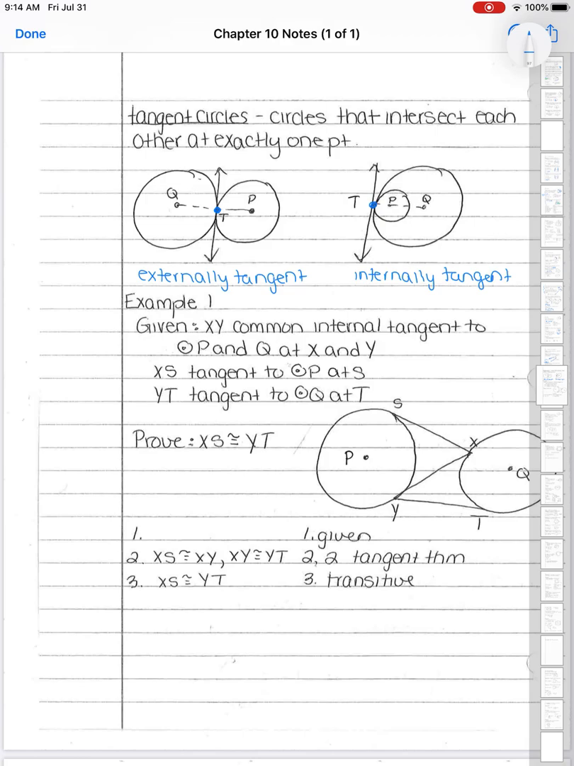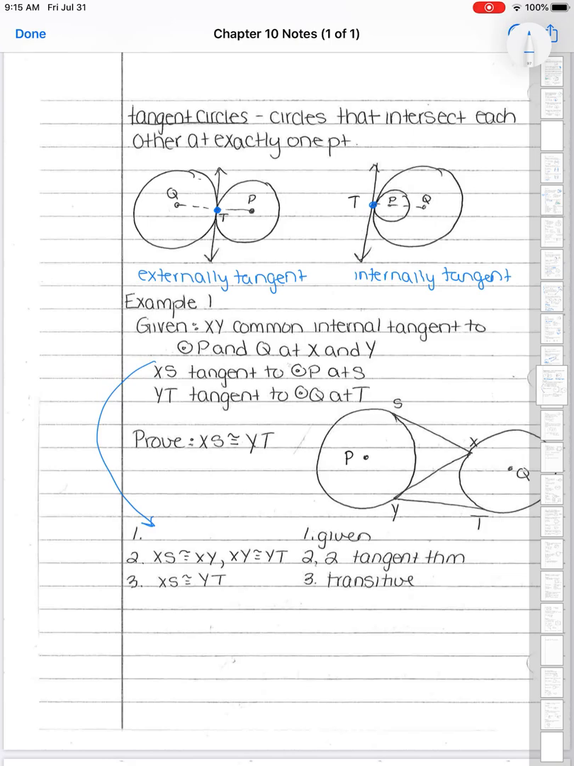Now, it's important to note because sometimes you're going to be given word problems where you're going to have to reference either it being internally or externally tangent. All right, so it says XY, they're common tangents. So it says XY is a common internal tangent to circles P and Q at X and Y. XS is tangent to circle P at S, and YT is tangent to circle Q at T. So that is a lot right here to put down in the given.